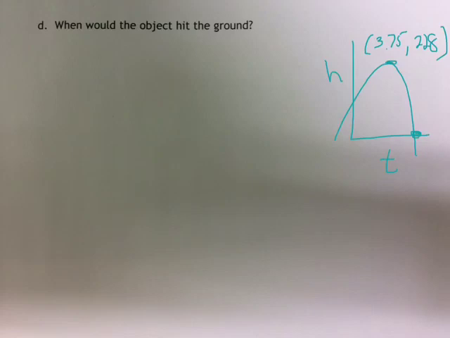So for this, again, we are going to be using the position function because that's the one that relates the height and the time. So I'm going to go h equals negative 16 t squared plus 120 t plus 3. And now we're going to try to figure out what t is when height is 0. So I'm not talking about the initial height, we're talking about the current height. So I'm going to put a 0 right here.